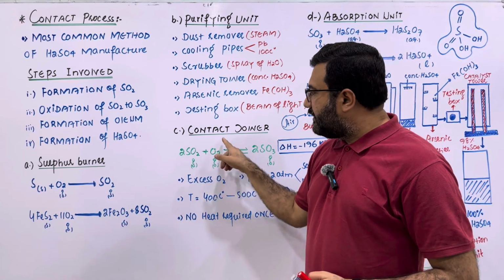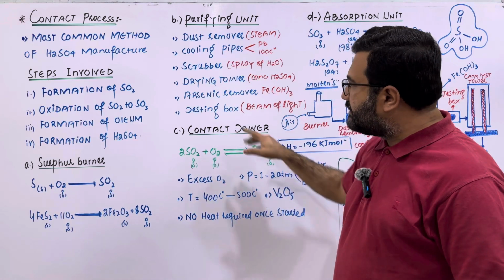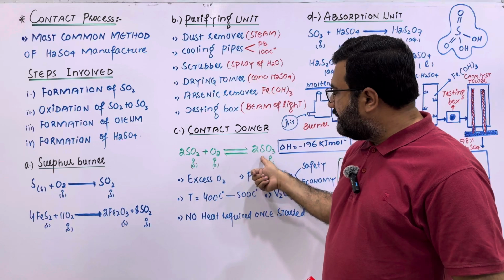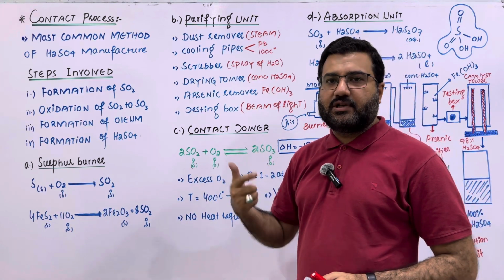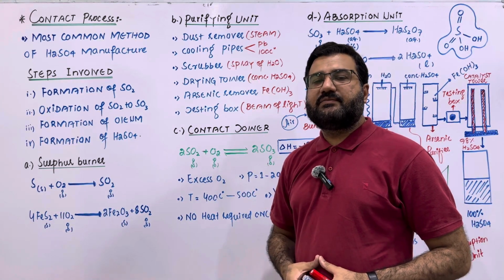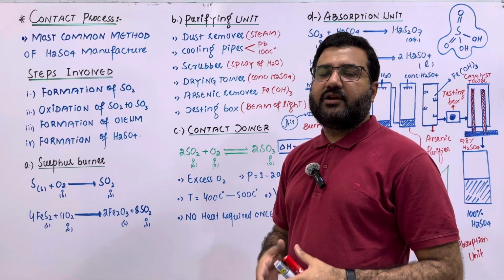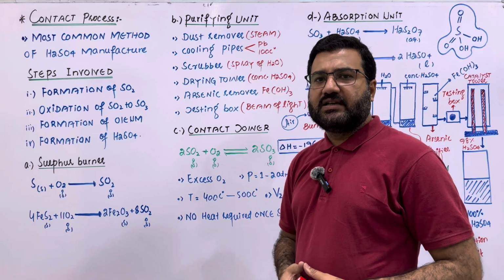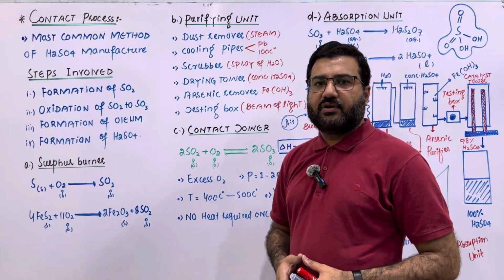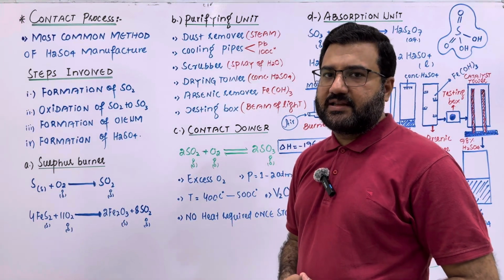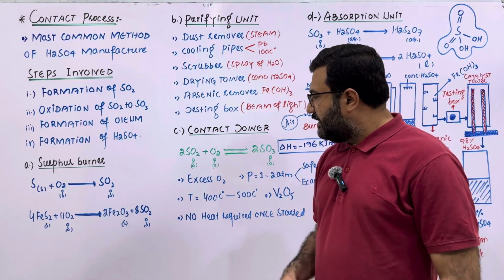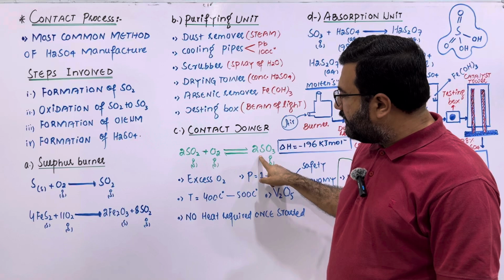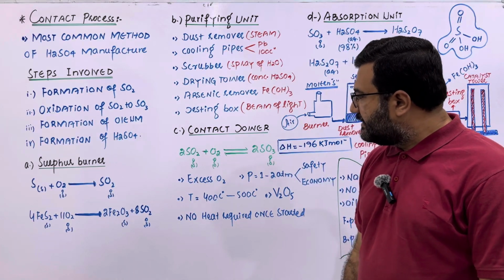This contact tower is the main part of the whole process, where SO2 is oxidized to sulfur trioxide gas through a reversible process, as it is reversible in nature. So a dynamic equilibrium will be achieved, and how the optimum yield of sulfur trioxide can be obtained will be described by Le Chatelier's principle. We want to move this reaction to the right, or forward, to get the maximum yield of sulfur trioxide.